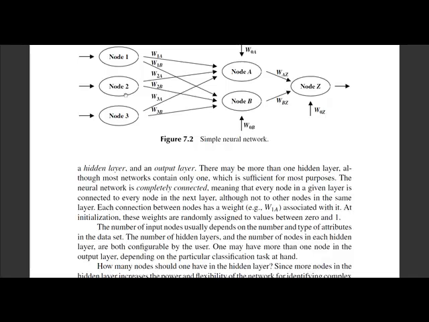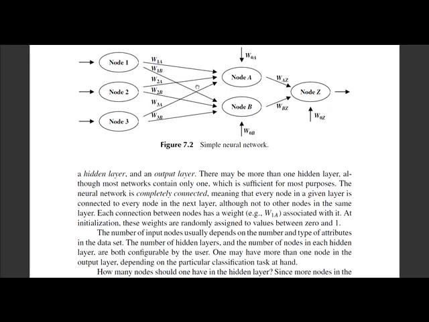Each connection between nodes has a weight, W1A, associated with it. At initialization, these weights are randomly assigned to values between 0 and 1. This node is connected to this node, and to this node. And we have this line, and we have this line. And there's a weight associated with this line, and that's labeled W1 because it's the first node here, A because it's the node A here. And then there's a weight associated with this line, and that's called W1B because it's this node, and B because it's connected to this node. For example, this one would be W3A, W3B. So that's the way he's labeling these so-called weights. And same thing here, WAZ, WBZ.